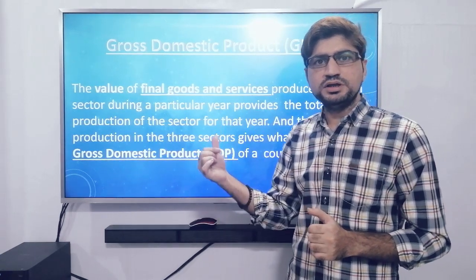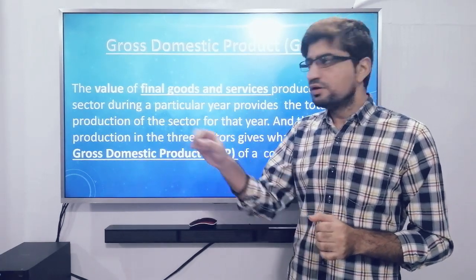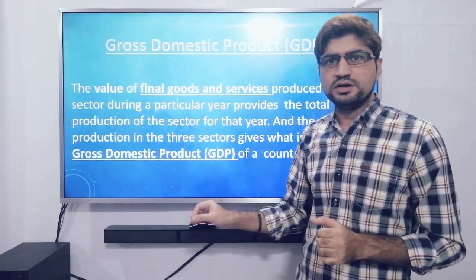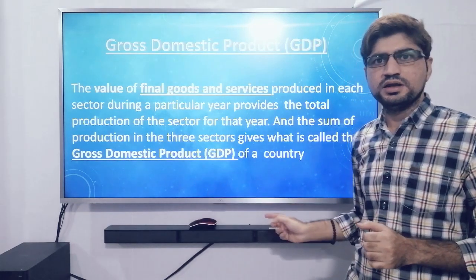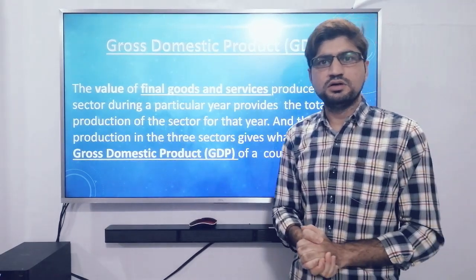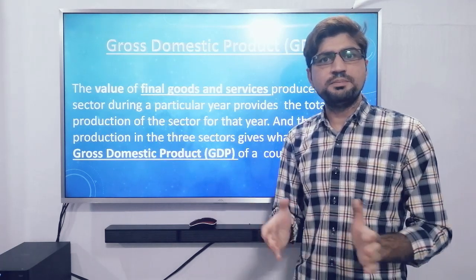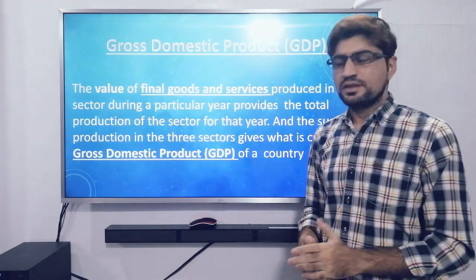So if we talk about India, in the Indian economy, the value of final goods and services during a particular year shows the GDP of India. That is called gross domestic product. We also use this criterion for comparing different countries.